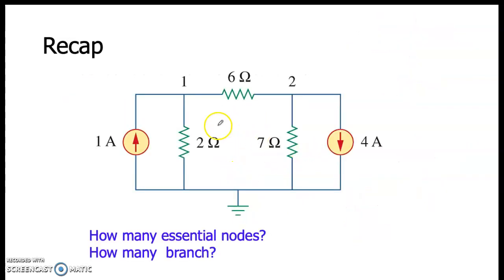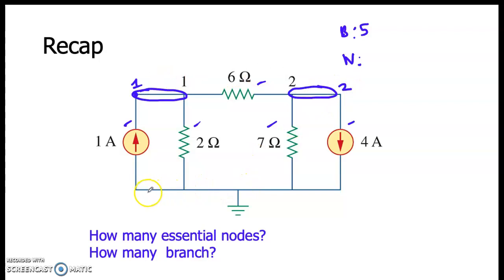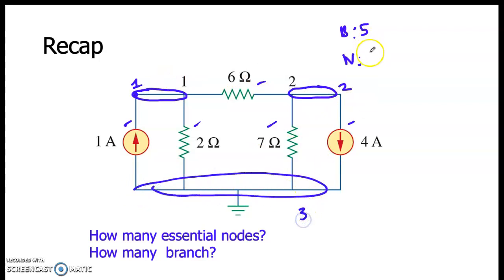Okay. So now let's recap. How many branches do we have here? 1, 2, 3, 4, 5. 5. How many nodes do we have here? So this will be node 1. The whole wire here, there is no element, right? So it becomes node 1. Here is node 2. And the below one here is node 3.